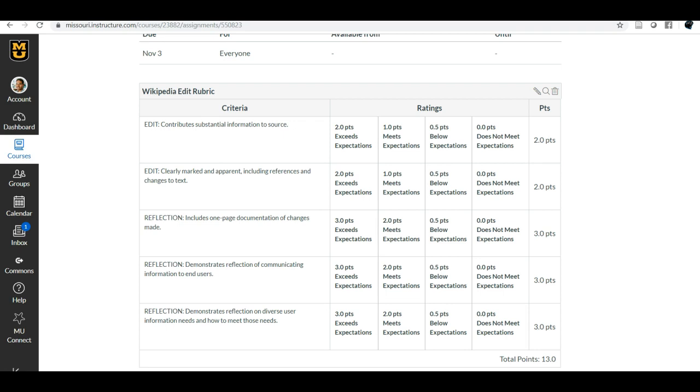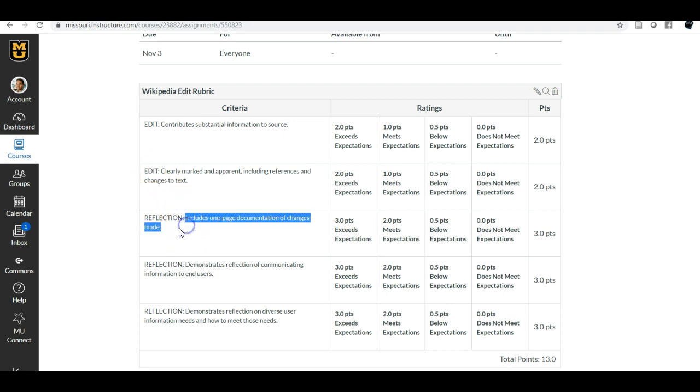Contribute substantial information to the source. If you make an edit that I don't feel contributes substantial information to the source, I am going to hit you probably in the below expectations range. But try to contribute a good deal of substantial information to this source. And a good deal of information can be just 2 sentences, but if they are 2 impact sentences, then that's what matters. Clearly marked and apparent, including references and changes to the text in the edit.